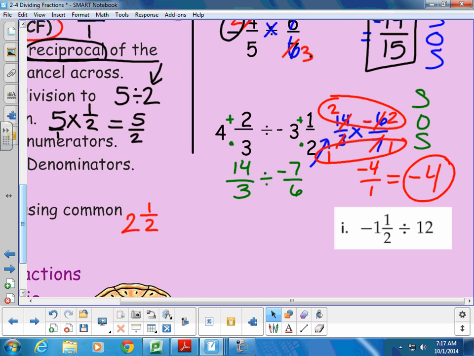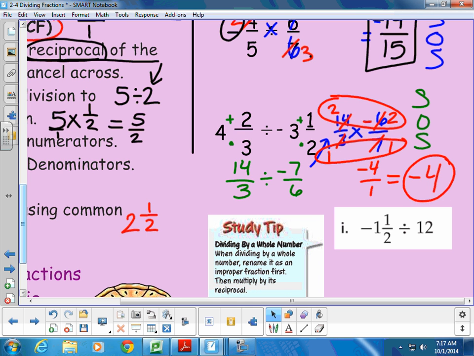All right. Now below, I see this one. Looks a little different. I see a whole number. So a little study tip is when dividing by a whole number, rename it as an improper fraction first, like we talked about. That's how you put that in fraction form, is by putting it over 1. Okay? So for this one, I'm going to change this to an improper fraction. 2 times 1 is 2, plus 1, so that's going to be a negative 3 halves divided by 12 over 1.